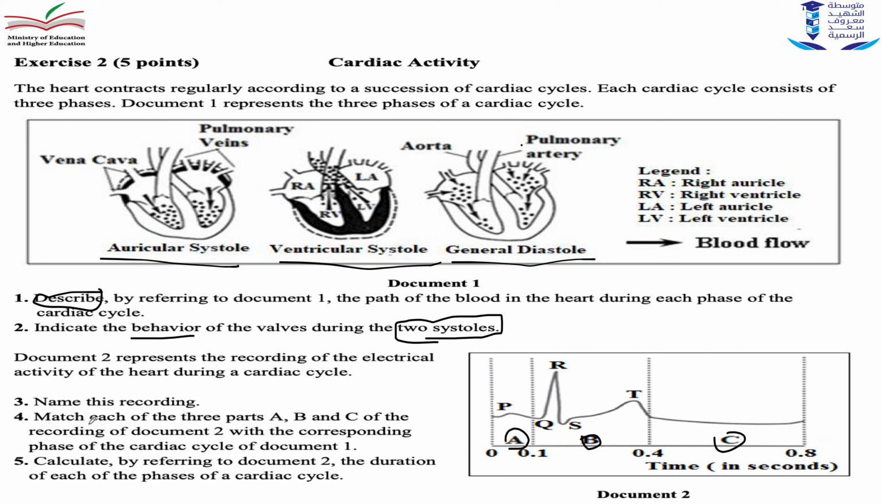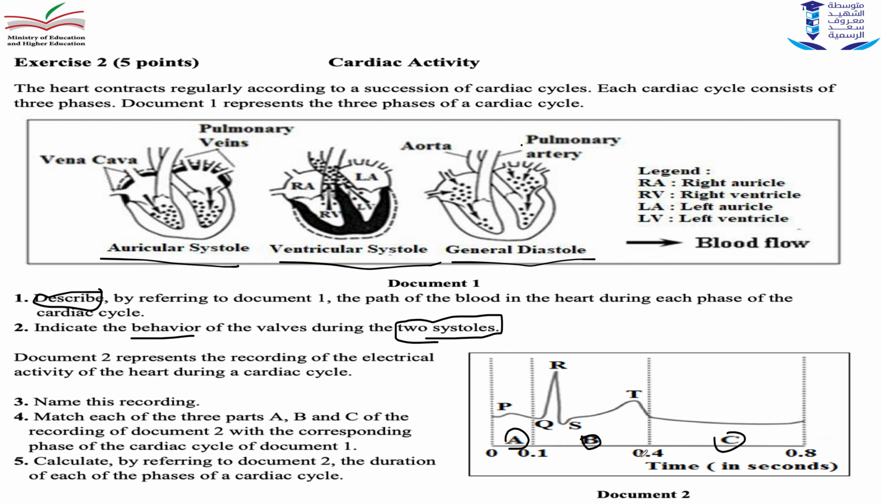But here we need to match, no need to justify our answer. Just I have to say A corresponds to auricular systole, B corresponds to ventricular systole, and C corresponds to general diastole. No justification. But if we want to justify, we can use the duration, the time.